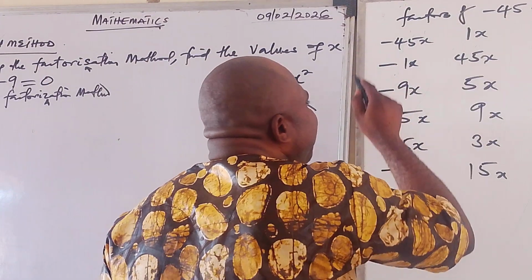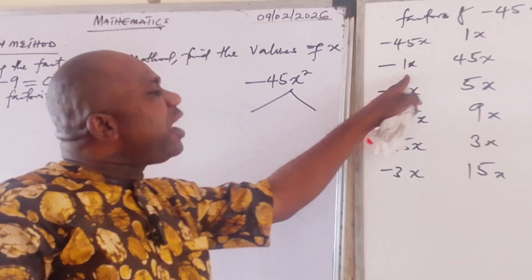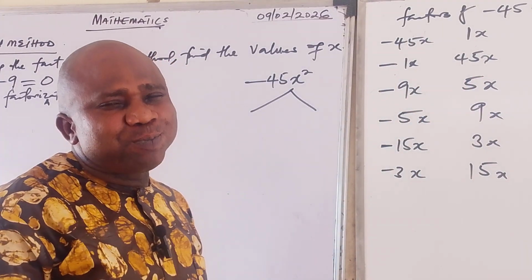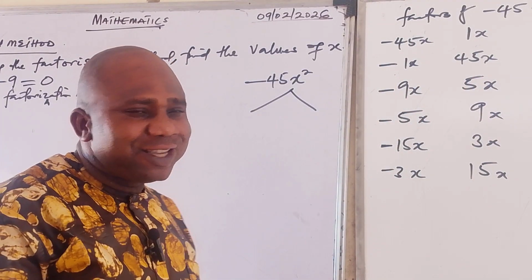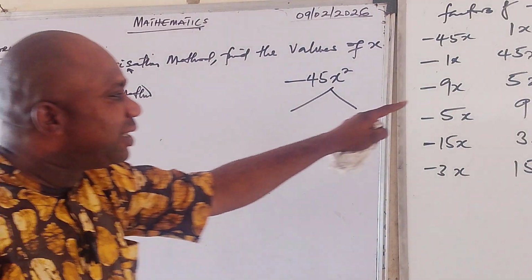Minus 1x times 45x is minus 45x squared. Minus 1x plus 45x will give us plus 44x. And remember, we need 4x. Now let's go to the third one.